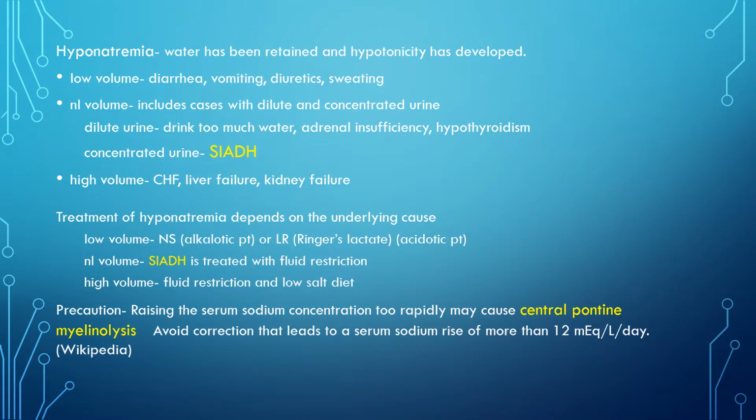For low volume hyponatremia, if the patient is alkalotic, normal saline should be used, and if the patient is acidotic, LR should be used. Normal volume hyponatremia, such as SIADH, is treated with fluid restriction, and high volume hyponatremia is treated with a fluid restriction and a low salt diet. Raising the serum sodium concentration too rapidly may cause central pontine myelinolysis. One should avoid correction that leads to a serum sodium rise of more than 12 milliequivalents per liter per day.